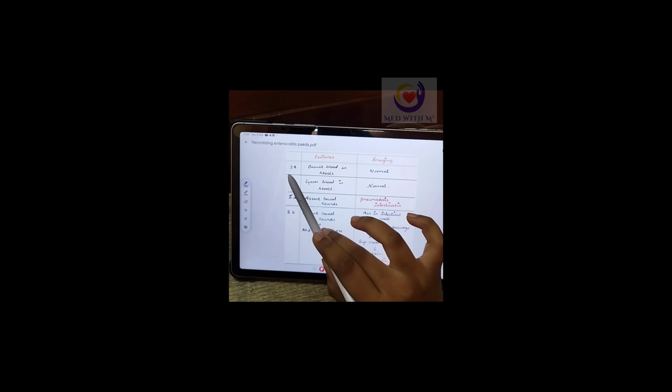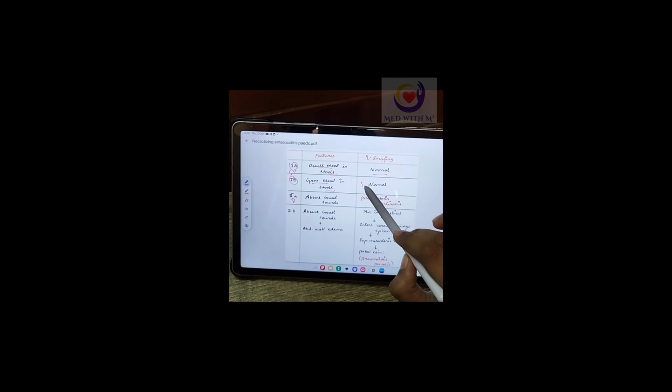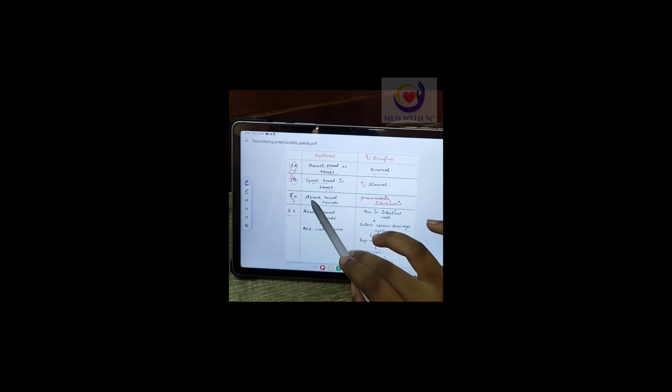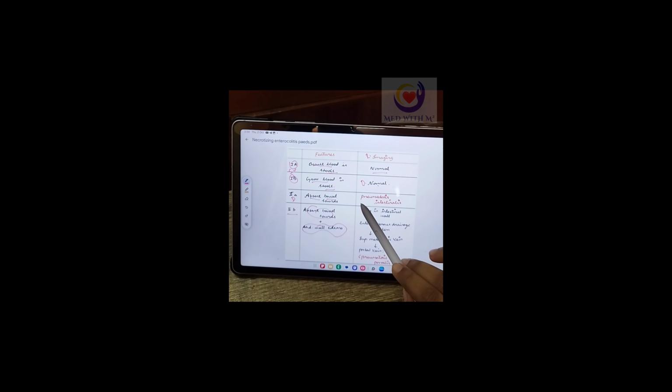In 1A, the feature will be occult blood in the stools, and the radiological imaging will be normal. In 1B, there is gross blood in stools, and the radiological imaging will be normal. In 2A and 2B, absence of bowel sounds will be present. In 2B, absence of bowel sounds plus abdominal edema will be there. In 2A we can find the definite feature, pneumatosis intestinalis. It is a definite feature in NEC.